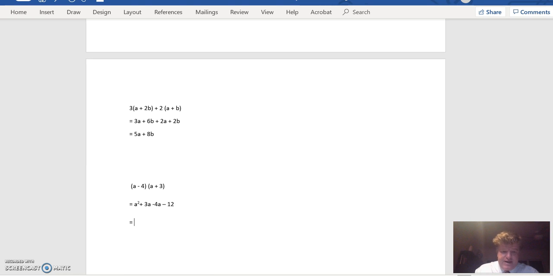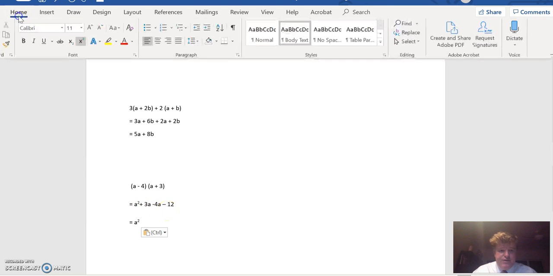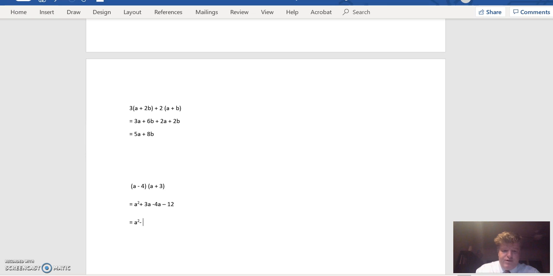We can simplify that a little bit more. It's still going to be the a squared as the first term, but then we're going to have plus 3a minus 4a. So if we think plus 3a minus 4a, that's going to give us negative 1a, which we just write as negative a, minus 12. And that's our answer for that one.